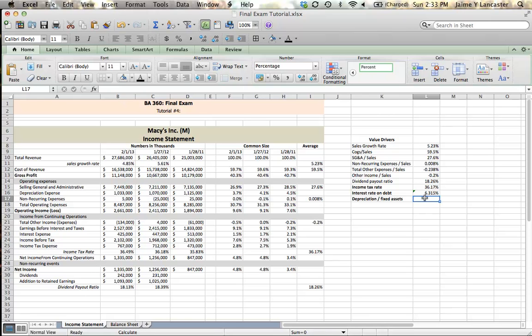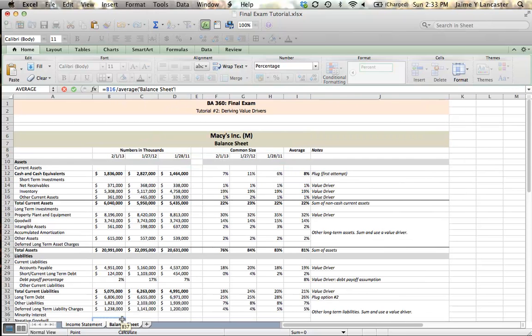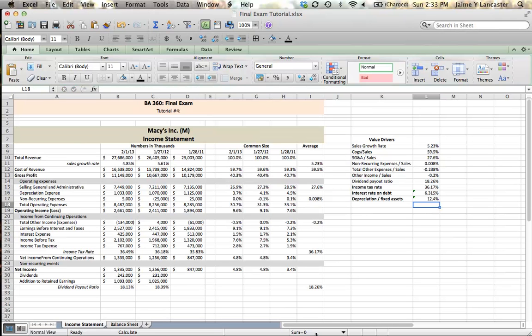Let's look at depreciation in the same way. Let's say that our depreciation rate is going to be equal to our depreciation expense divided by our average fixed assets, our average plant, property, and equipment. However it's expressed for your firm, average, I'm going to go to the balance sheet then to get the number, balance sheet, plant, property, and equipment. Close out those parentheses, and there we go.